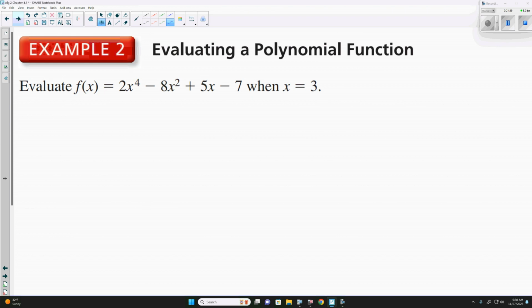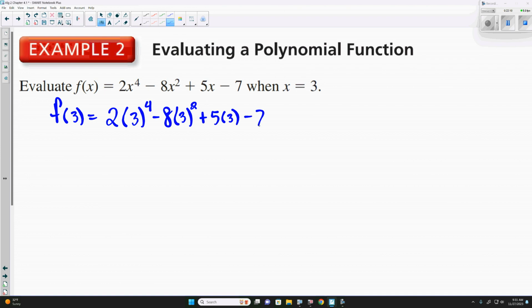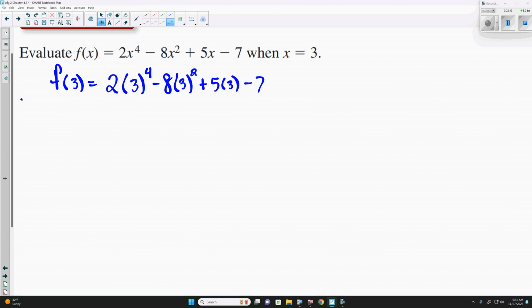Evaluate f of x equals 2x to the 4th minus 8x squared plus 5x minus 7 when x is 3. Plug 3 in. So if we wrote this out mathematically, what we're finding is f of 3. We're replacing x with 3. So what we'll have is 2 times 3 to the 4th minus 8 times 3 squared plus 5 times 3 minus 7. Now at this point here, you could type this entire thing into the calculator and let the calculator do it for you.